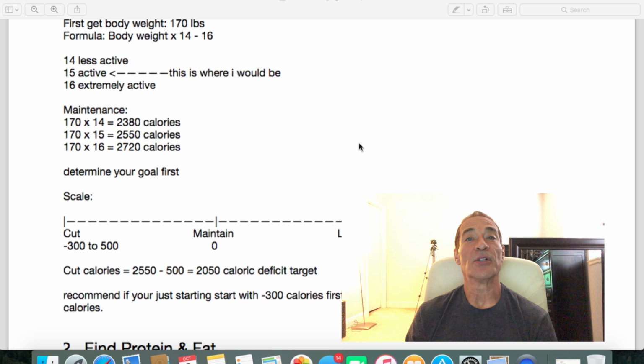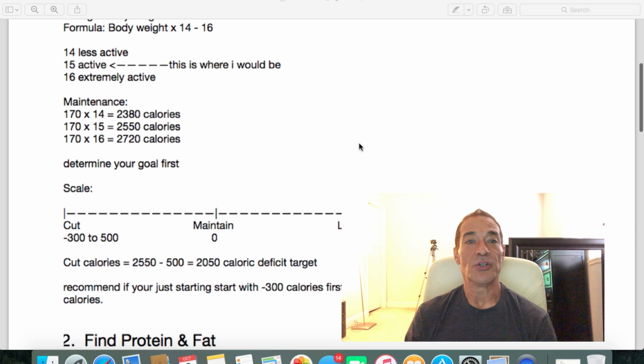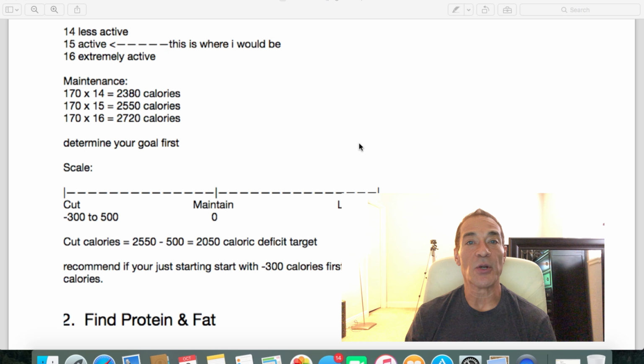So basically, there's a formula. The formula is you take your body weight and you multiply it by a range of either 14 to 16. Now what the range is for is basically you would utilize a 14 if you're less active, a 15 if you're considered active, and a 16 if you're extremely active. So that is your range, 14 to 16.